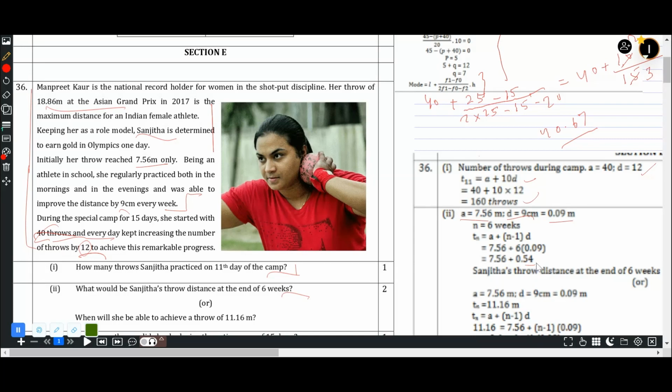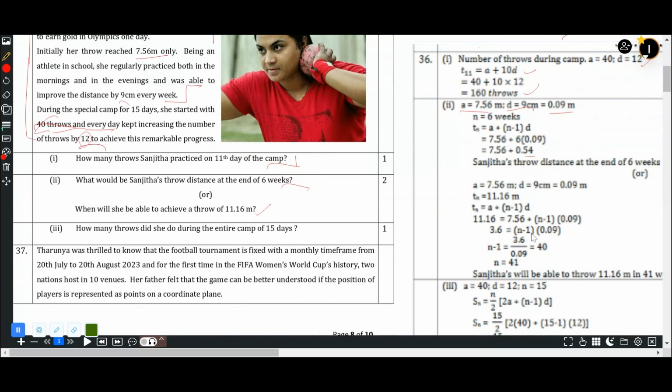Now the second question is, when will she be able to achieve a throw of 11.16 meter? So that is the desired term. Tn is given, which is 11.16 meter, and you have a and you have d. So you have to find n here. We'll put the same formula, a plus (n minus 1)d is equal to Tn, that is 11.16 is equal to 7.56 plus (n minus 1) into 0.09. So here we get n minus 1 is equal to 40, so n is 41. So Sanjita will be able to throw 11.16 meters in 41 weeks.